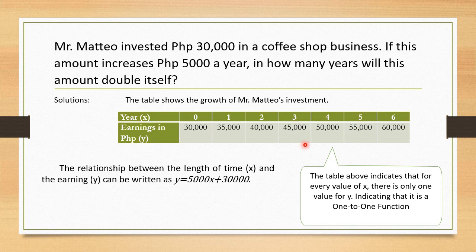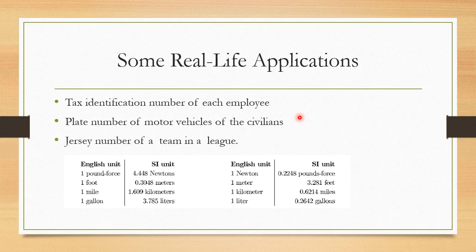It indicates that for every value of x, there is only one value for y, indicating that it is a one-to-one function. Some real-life applications of one-to-one function are the following. First is the tax identification number of each employee, plate number of motor vehicles of the civilians, jersey number of a team in a league, and the different conversions of different measurements.